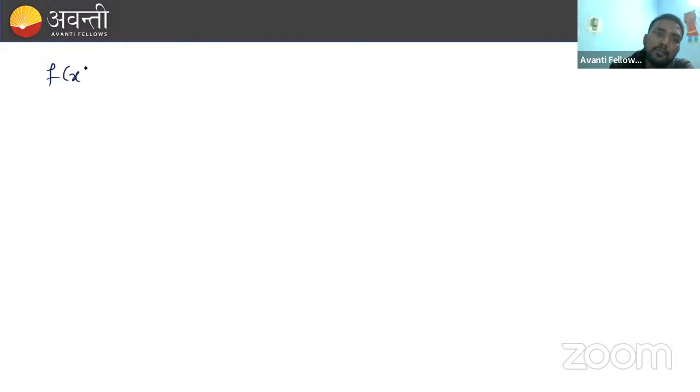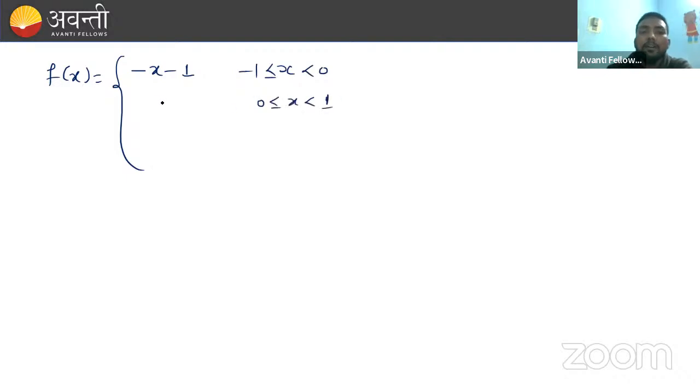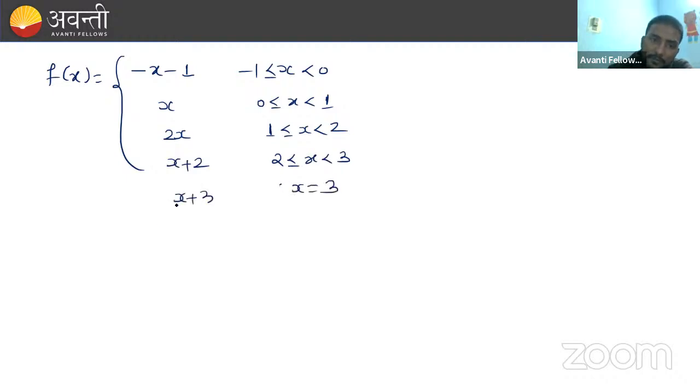f(x) is equal to -x - 1 if x is between -1 to 0. If it is 0 to 1, then the function is x. If it is 1 to 2, the function is 2x, right? And if it is 2 to 3, the function is x + 2. And if it is exactly 3, the function is x + 3.